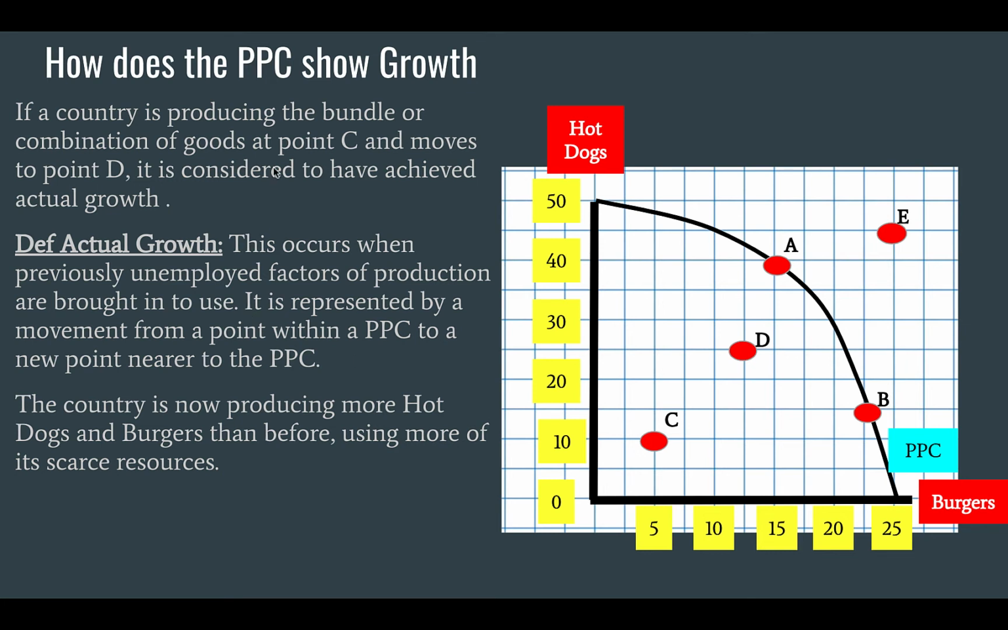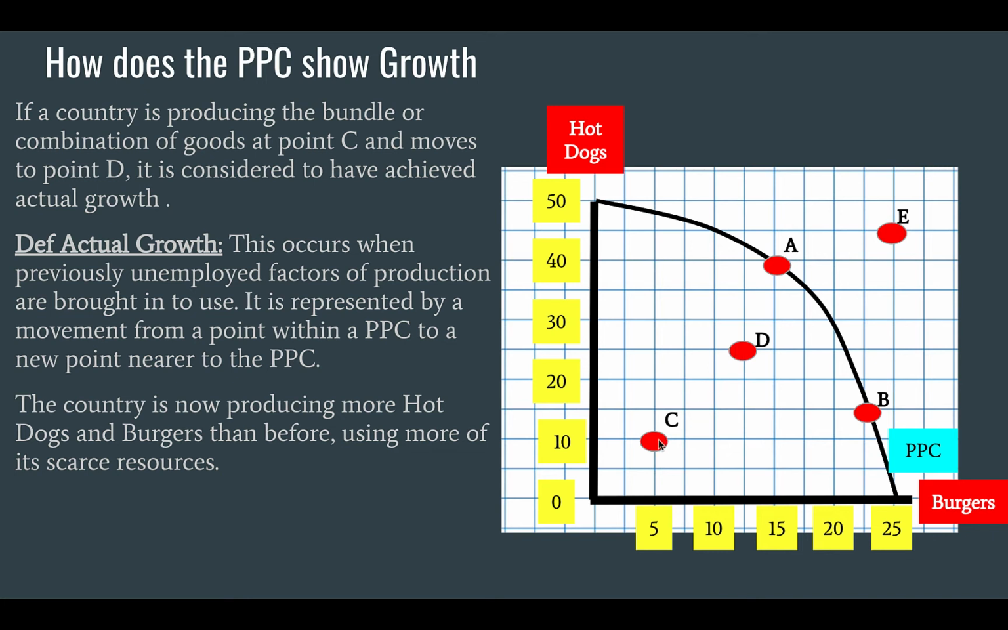So if a country is producing a bundle or a combination of goods and services at point C or D, it is considered to achieve actual growth. Now, what I mean by that is, if we move from C to D, we have achieved actual growth. Economic growth in general is just this: an increase in the production of goods and services from one period to the next. The increase in the production of goods and services from one year to the next.